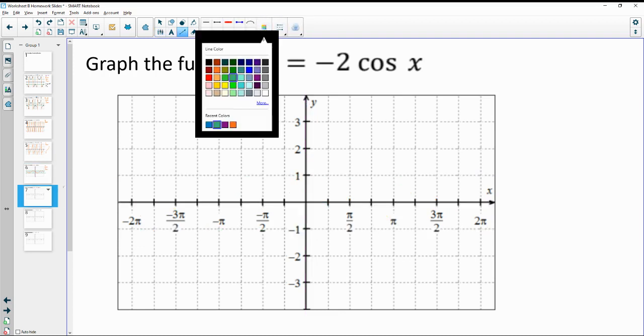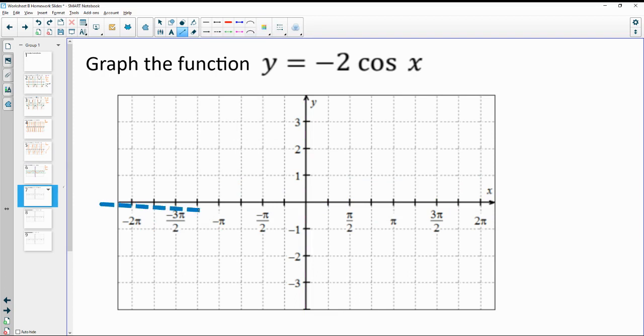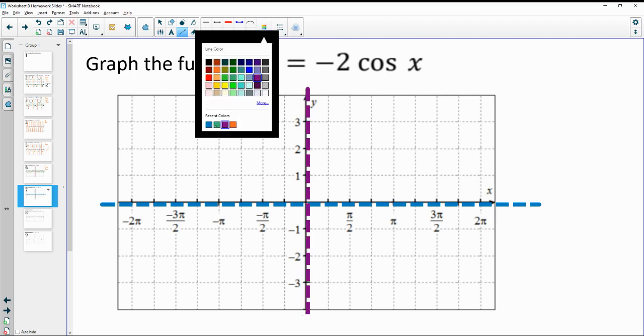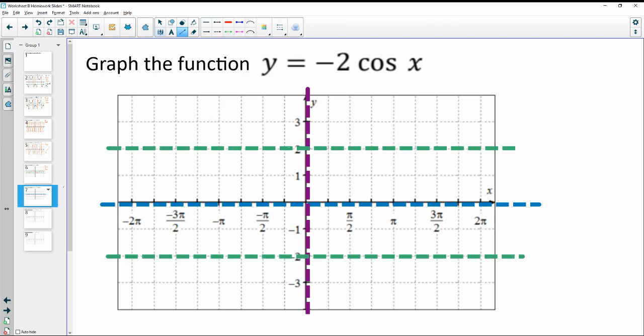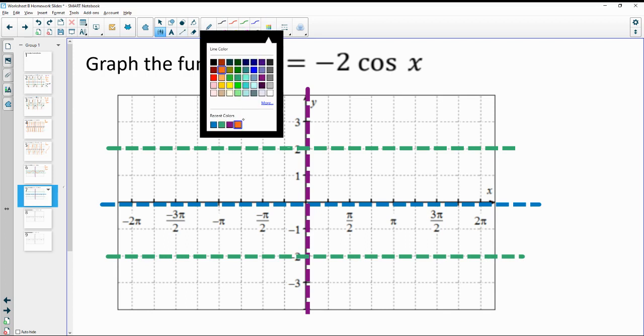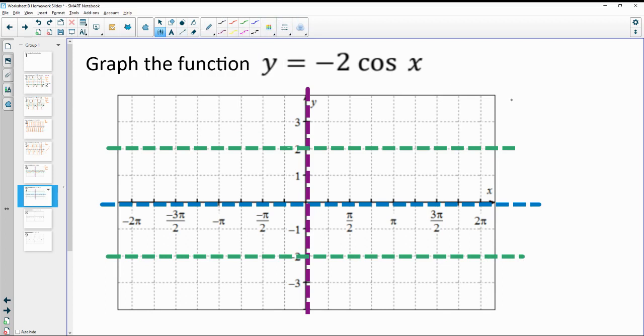-2 cosine. So this one is going to have a starting axis, or a midline, at 0. Okay, a phase shift at 0 vertically. Then this one has an amplitude of 2. So it's going to go up 2 and down 2 from that midline. Okay, period is still the same as the last graph. So it's going to be every 2 boxes. Okay, so every 2 boxes, we've got something happening. Since 2 pi is 8 boxes on this graph again.